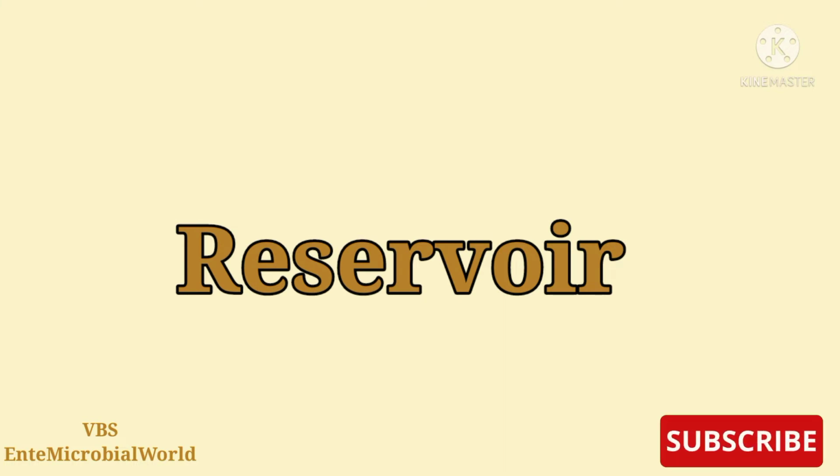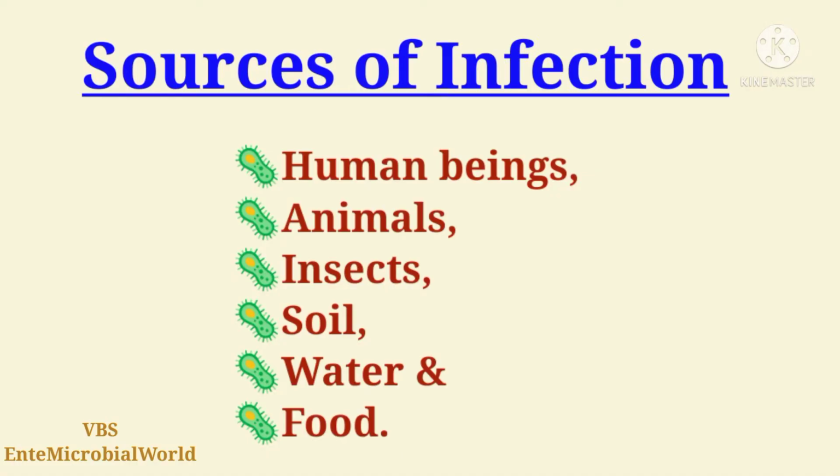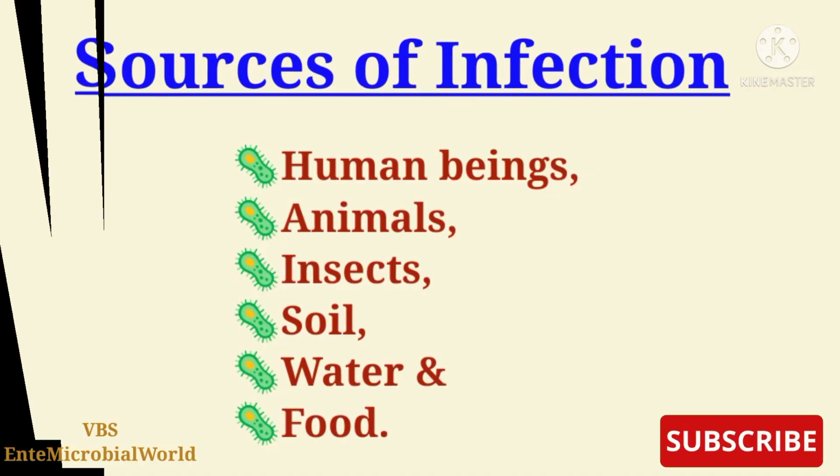Reservoir. A reservoir is any site where a pathogen can survive until it's transferred to a host. Some reservoirs are living, for example, humans, animals, birds, etc. And some reservoirs are non-living, for example, food, air, soil, water, etc. Now let's see the sources of infection in detail.